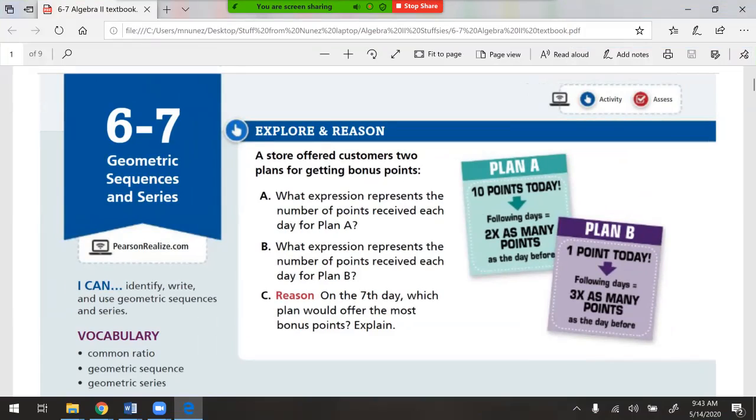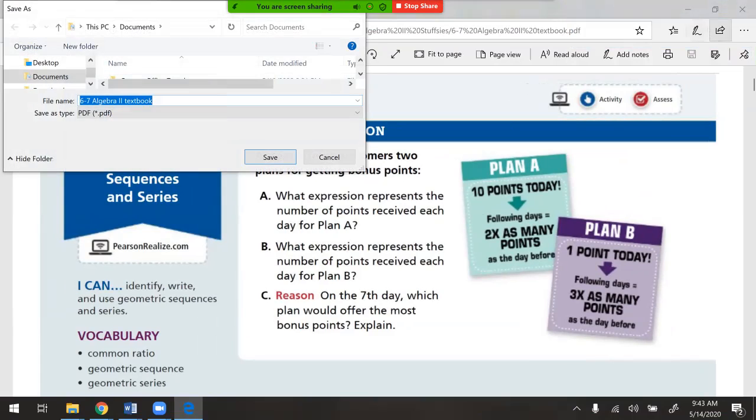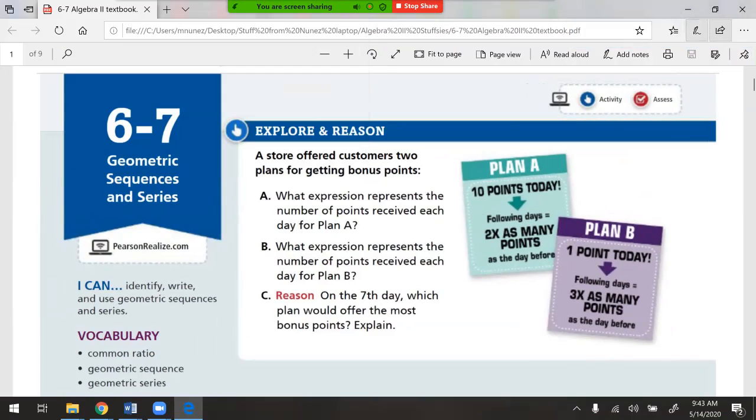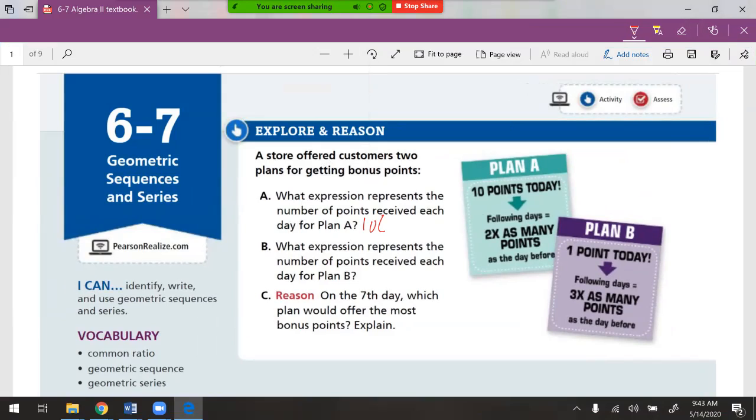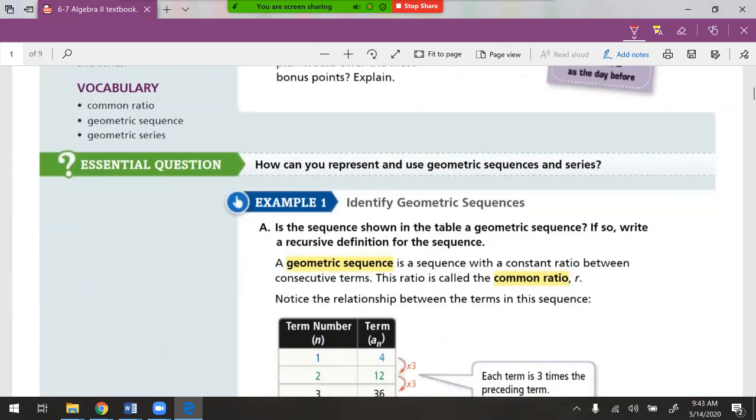That's easy. We start with 10, and then we multiply by 2 to the power of x. How about for part B? Start with 1 point, 3 to the power of x. Boom. On the 7th day, which plan would offer the most points?